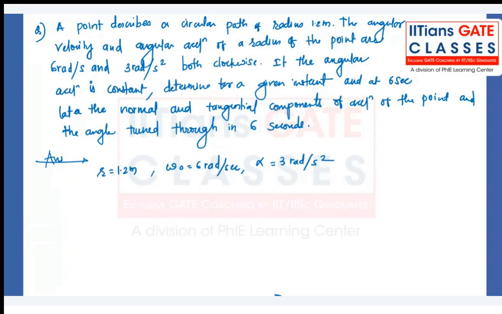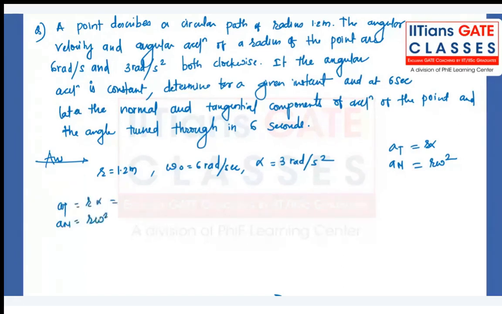So what they're asking is at the same instant and after 6 seconds AT and AN. Okay, you know AT is what? AT is R times alpha and normal component of acceleration is R omega square. So at that instant it is very simple, just put in the formula and get the answer. But after 6 seconds you may need some equations of motion. Okay, so at that instant what is the tangential component of the acceleration and normal component of the acceleration?